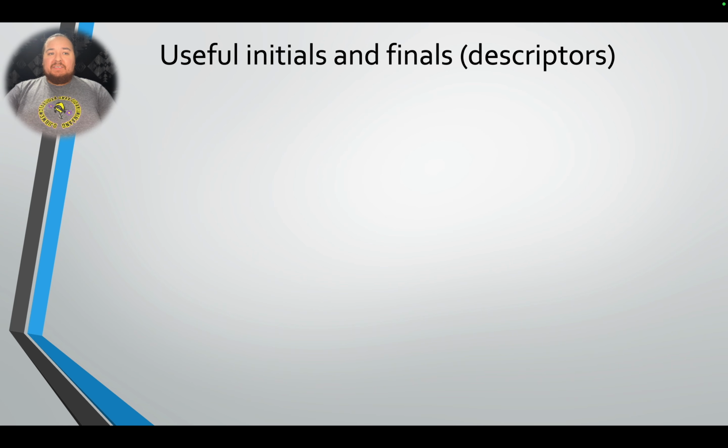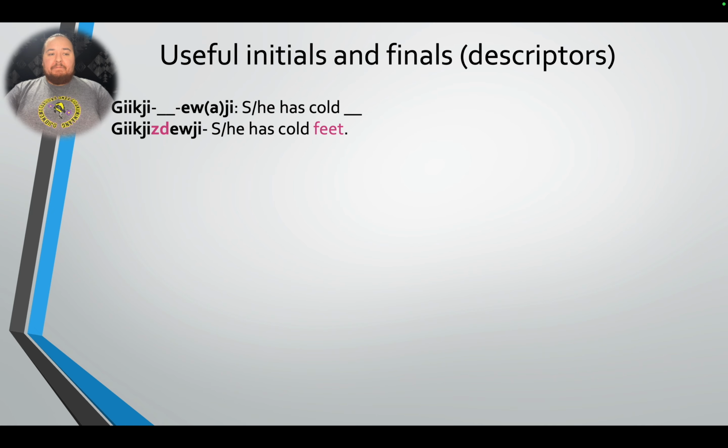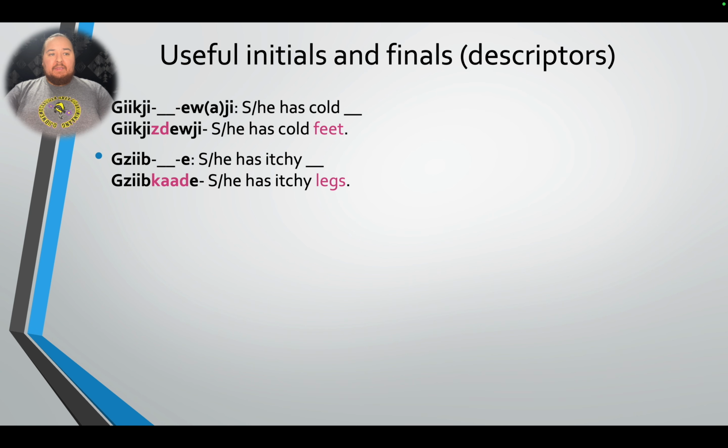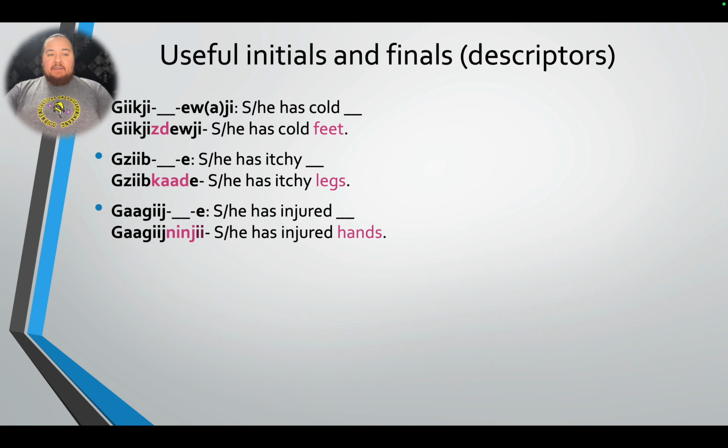Useful initials and finals for descriptors. So geekje blank elje, she has cold whatever. Geekjes delje, she has cold feet. Gzeeb blank e, she has itchy whatever. Gzeeb gade, she or he has itchy legs. Gagij blank e, she has an injured whatever. So Gagij ninji, he has an injured hand or hands.